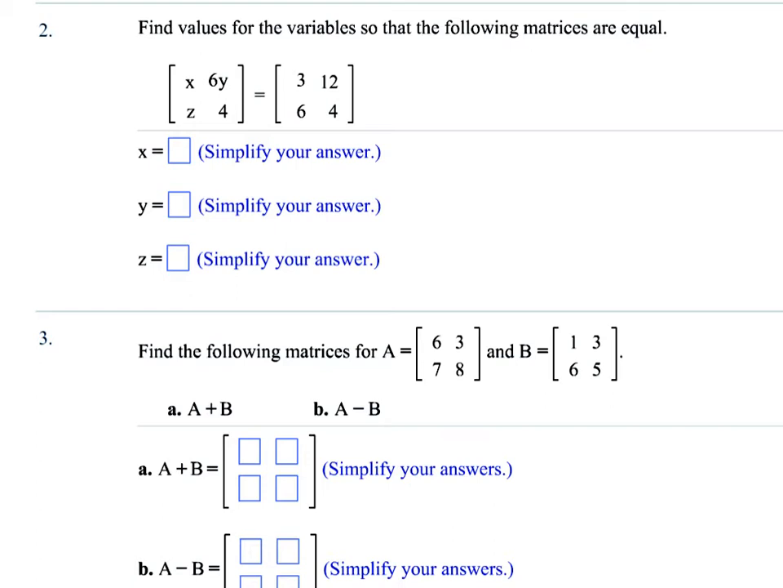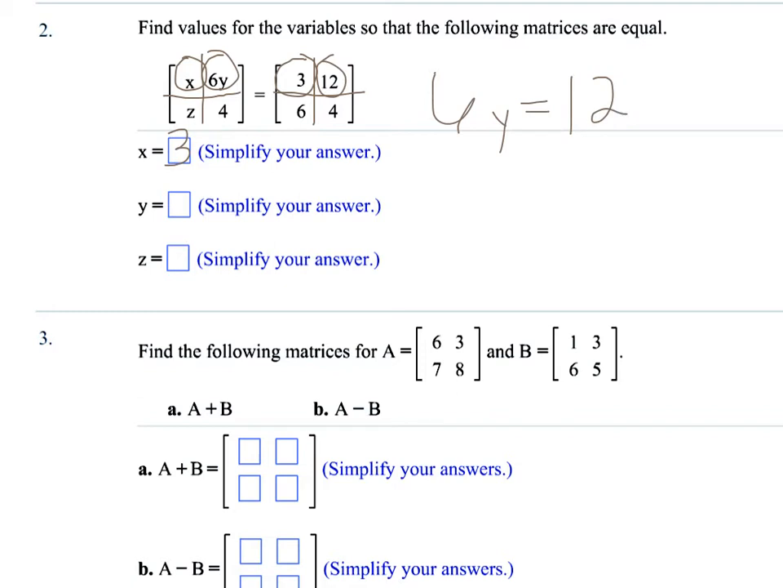Here on number 2, we're going to find the values for the variables so that the following matrices are equal. What you need to understand about matrices is just think of them as like maybe a chart or a table. If we divide this matrix into 4 sections, where this variable is x, it's equal to the very same position on the other matrix. So in this case, x is equal to 3. Then if we do the same thing for y, we've got 6y is equal to 12.